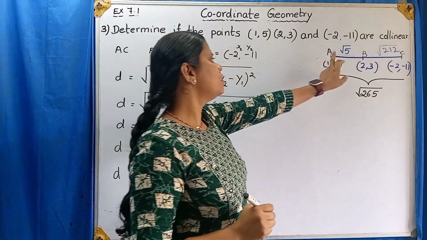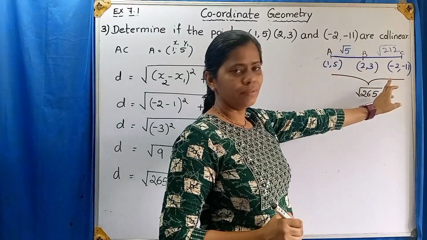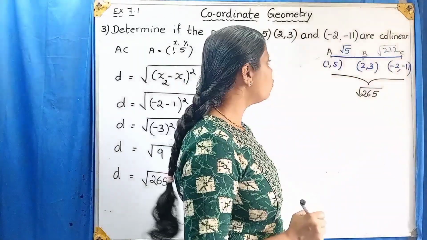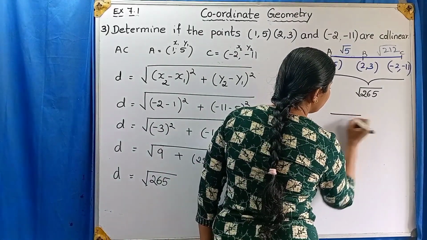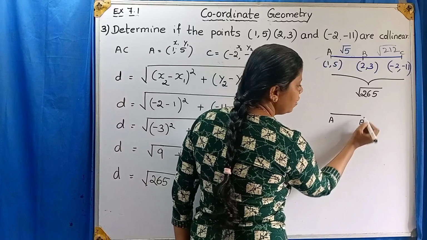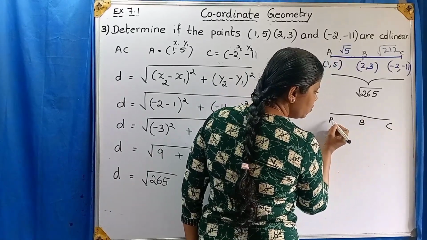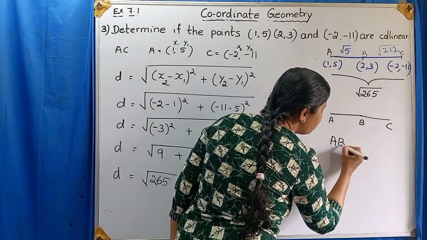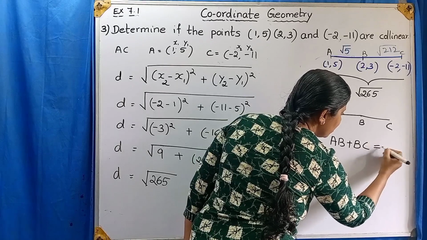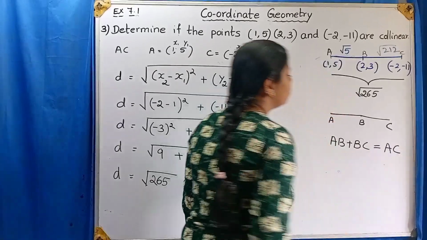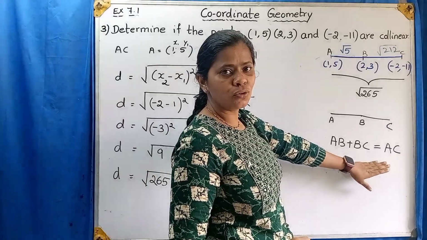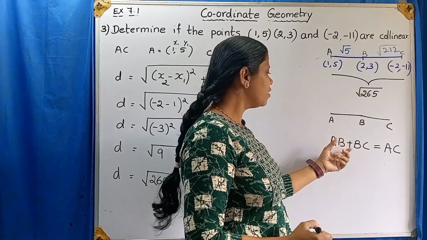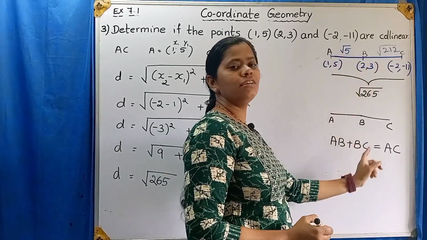We have found the distance between AB, BC and AC. Now we have to say whether these 3 points are collinear. We know that when we join AB and BC, we will get AC, right? That is, when we join AB plus BC, we will get AC. If this condition holds good, then we can say that the points are collinear. So let us see whether this one follows this condition or not.